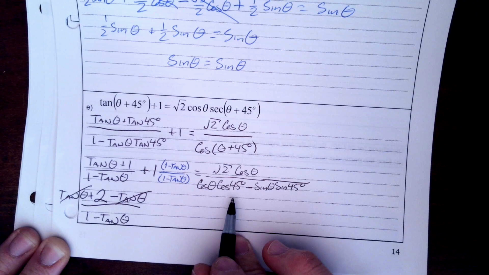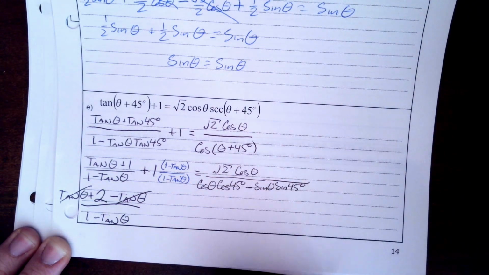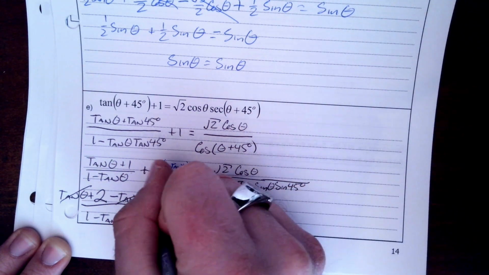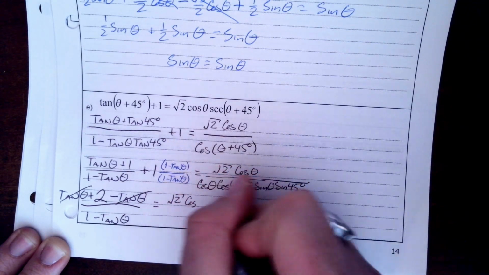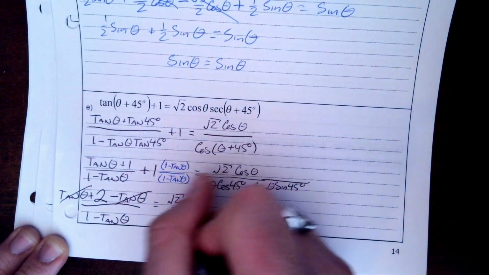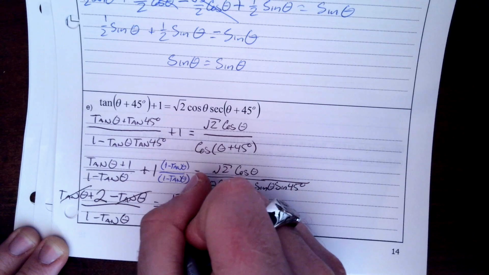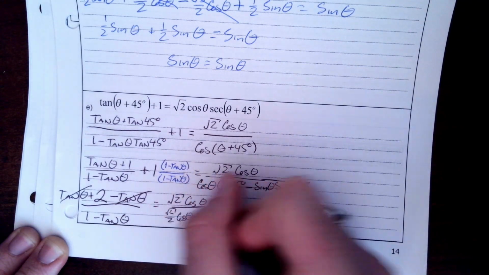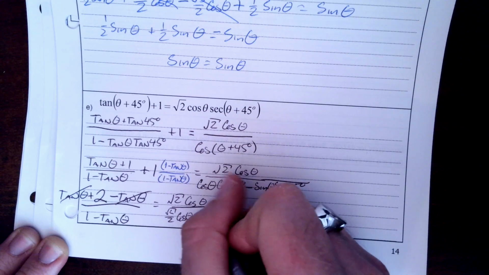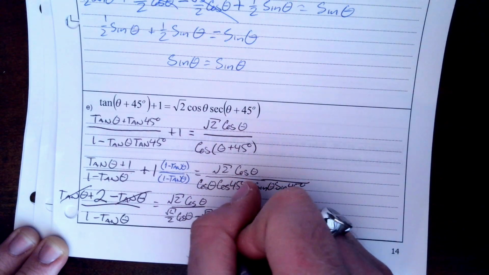Cosine of 45 is root 2 over 2. So is the sine of 45. So we have root 2 times cosine of theta over root 2 over 2 times the cosine of theta minus root 2 over 2 times the sine of theta.